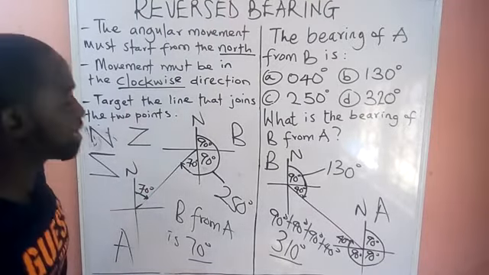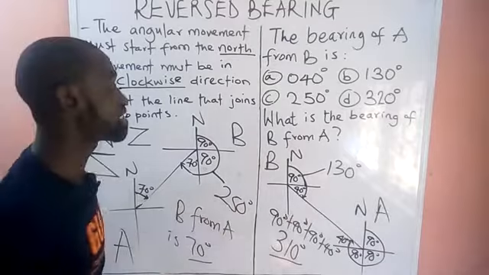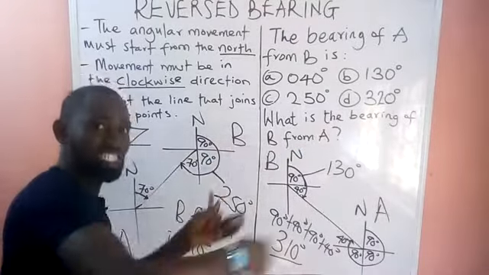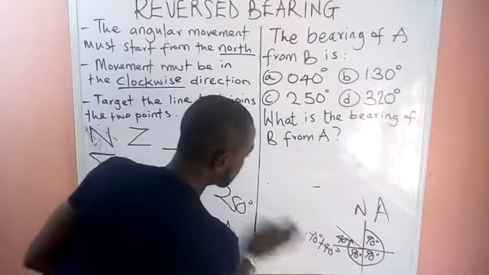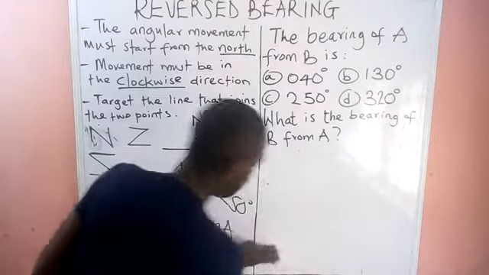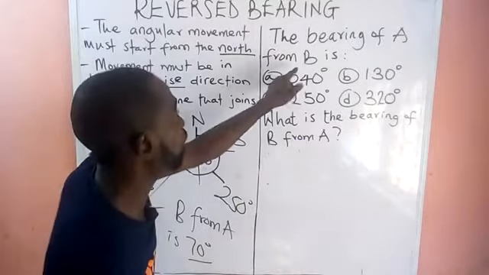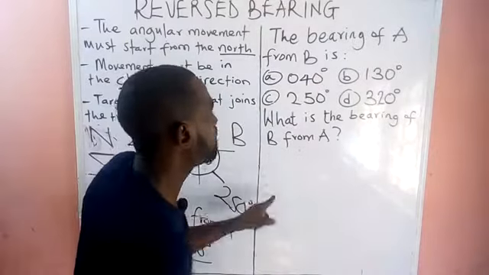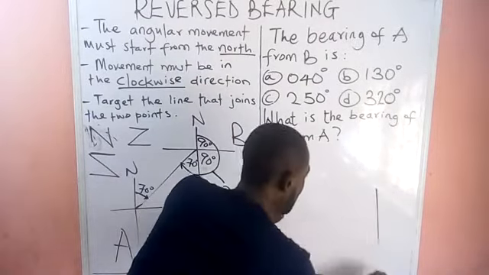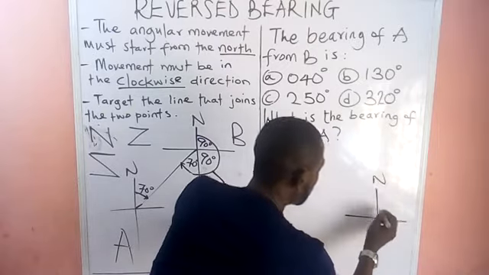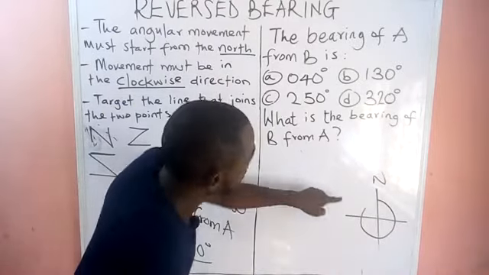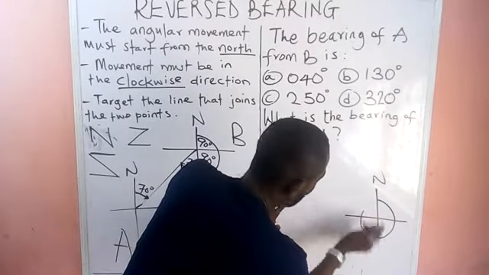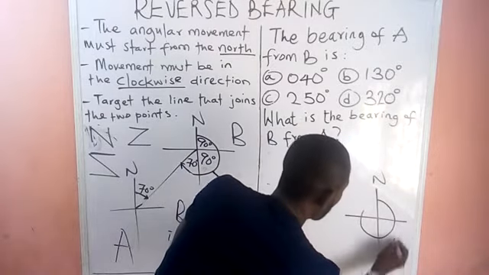270 is also here. Let's take the last one. The bearing is 320. Where can we see 320? 320 can be found in the fourth quadrant. So we'll take the fourth quadrant. The bearing of A from B in the fourth quadrant. So we'll move like this. Start from the north, move clockwise like this. We can find our 320 in the fourth quadrant. So these are our B. Bearing of A from B.